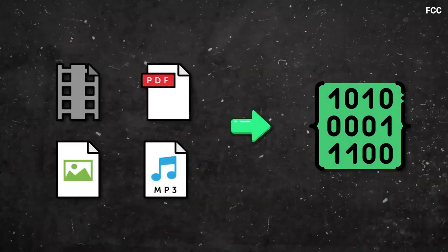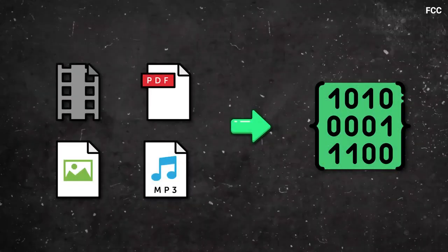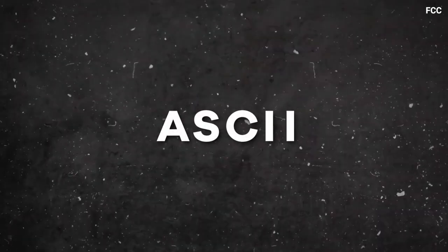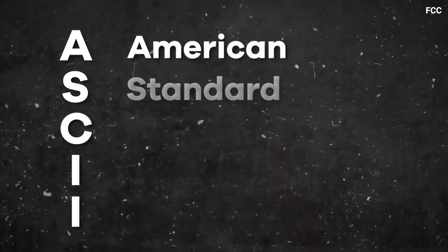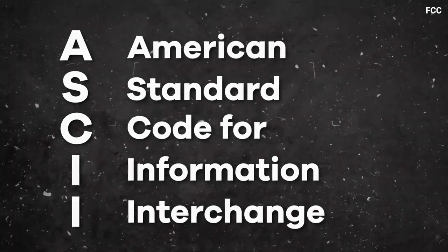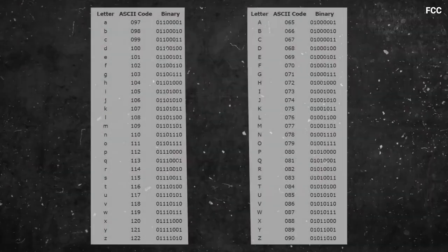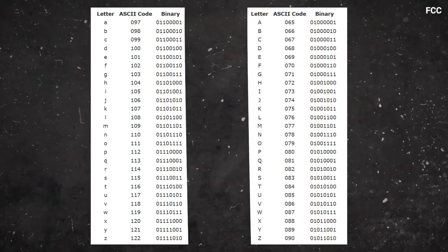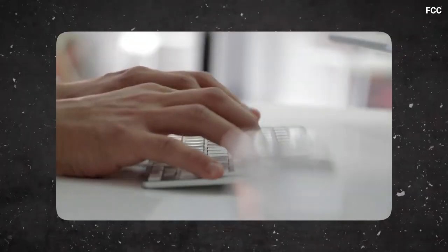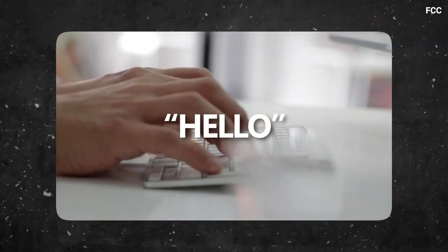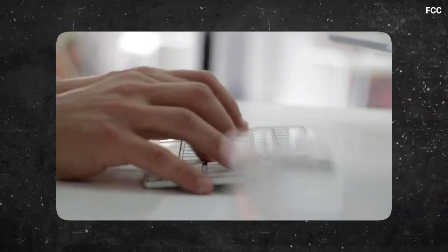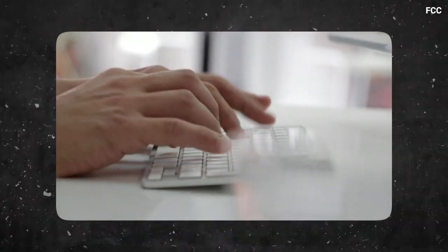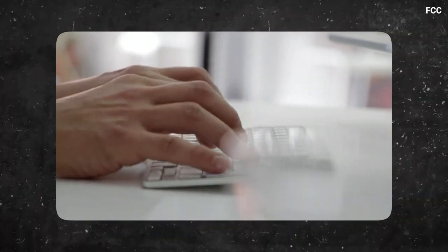Computers store all kinds of data, letters, numbers, images, and videos, as binary numbers. This is done using a system called ASCII, American Standard Code for Information Interchange. ASCII is like a translator between humans and computers. Every key on your keyboard has a corresponding ASCII number, which is then converted into binary. For example, if you type hello on your keyboard, your computer does not understand it as letters. Instead, it converts it into a series of zeros and ones.